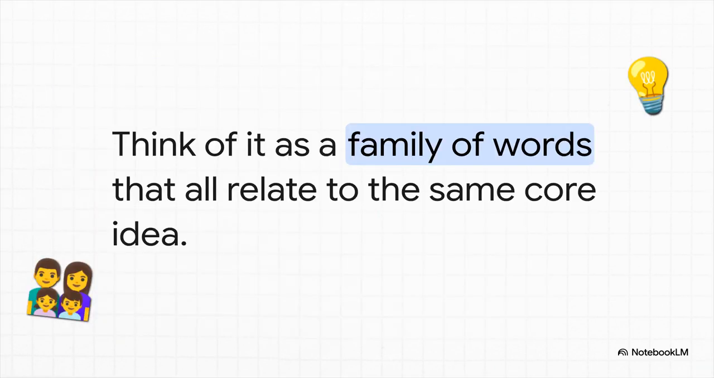Let's put it a different way, a much simpler way. Just think of it like this. It's a family of words. You have one core idea, and the semantic field is all of its relatives, the cousins, the siblings, the in-laws. They aren't the exact same thing, but they're all connected. They all circle back to that one central concept, creating this rich network of meaning.